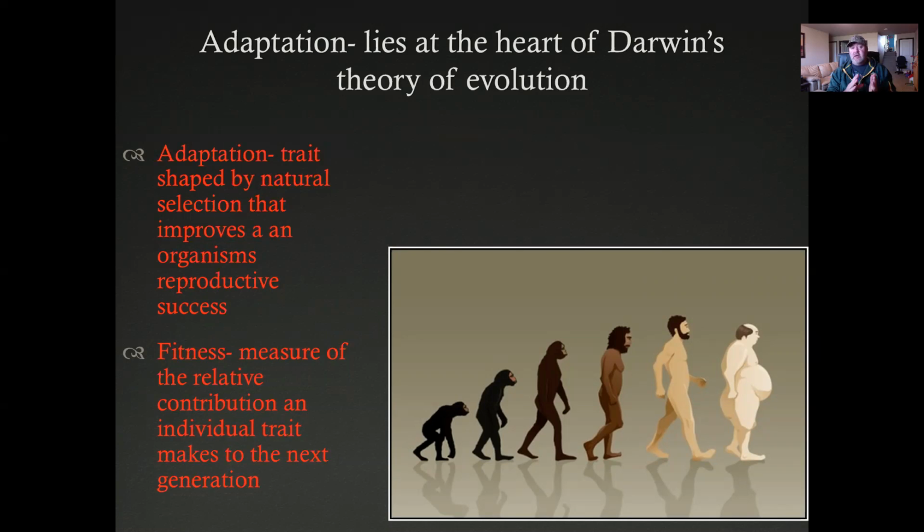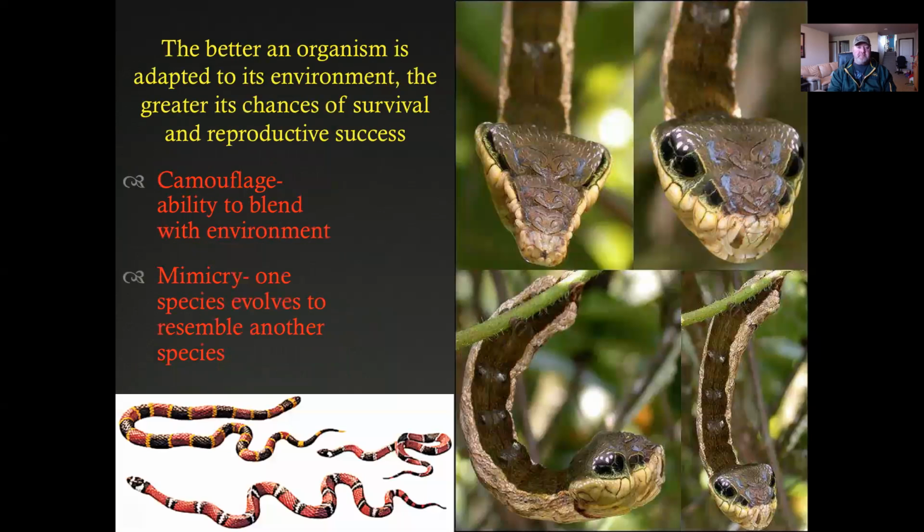So essentially, a trait that makes an organism much better suited to survive, and then pass those traits on to the next generation, like camouflage or something like that. So the better the organism is adapted for its environment, the greater its odds are of surviving when there are changes in that environment, okay? Some organisms are camouflaged, and that's a really pretty basic one we've talked about for years and years, okay? But there's another one called mimicry, okay?